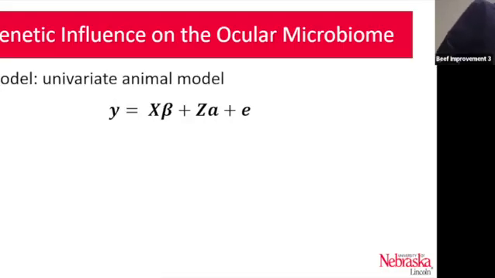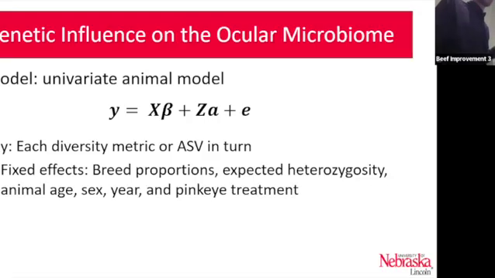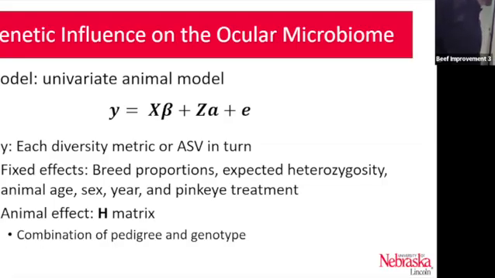Our model, fairly simple, univariate animal model, where our phenotype of interest is either a diversity metric or a specific ASV. Our fixed effects are breed proportion, expected heterozygosity based on the breed composition of their parents, animal age in days when the sample was taken, sex, year, and I have Pinkeye treatment here that should read Pinkeye vaccination protocol if they received one. Some of these animals were part of a Pinkeye vaccination trial, so they got different versions of that. So we had to take that into account. And for the animal effect, that was an H matrix, a combination of pedigree and genotype information.